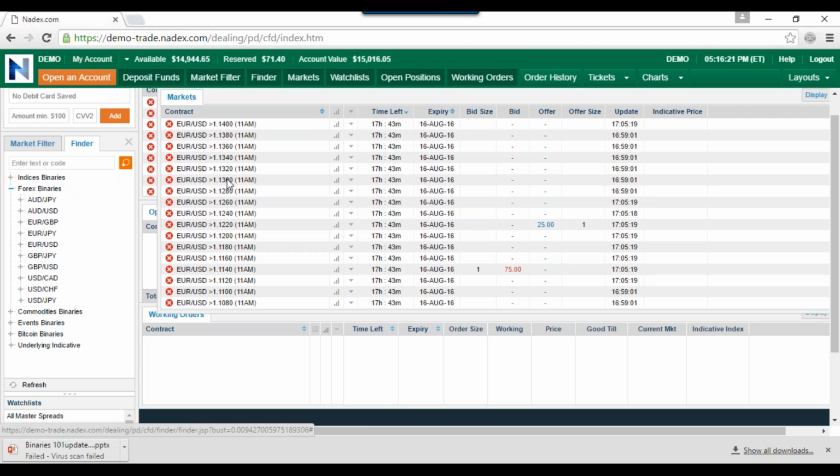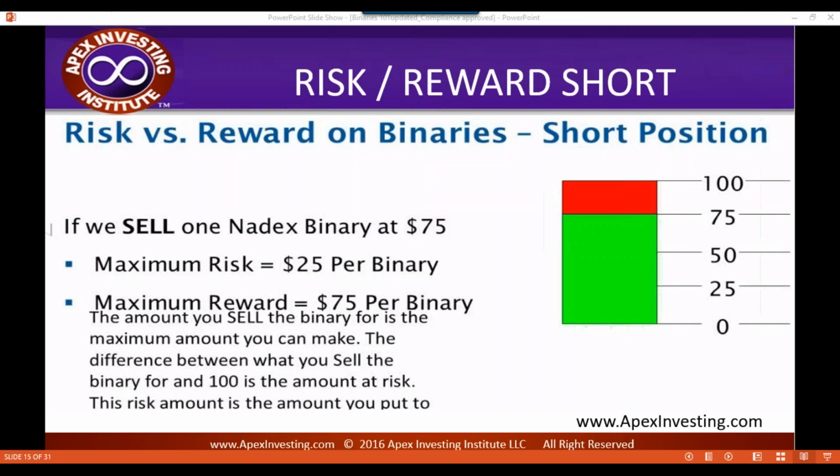So a binary contract in a nutshell is very simple. It's yes or no, true or false. If we think it's true, yes, we buy it. If we think it's false, no, we sell it, right? Very, very easy concept. Simple concept. So let's take a look at how that works.